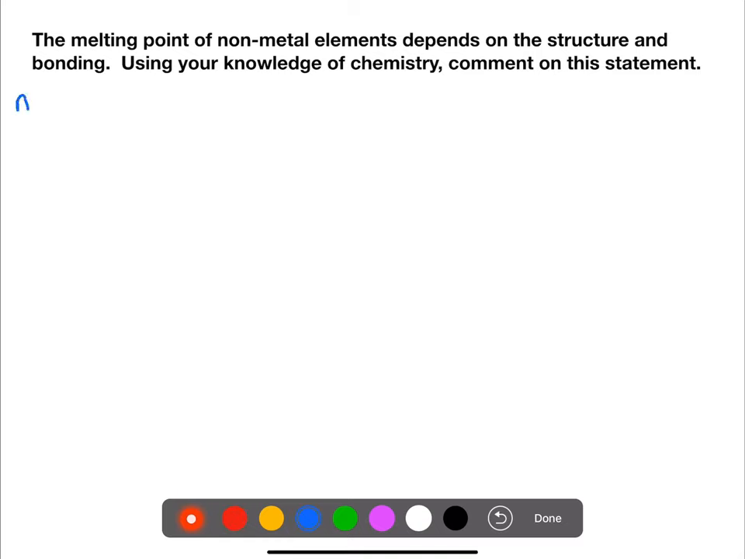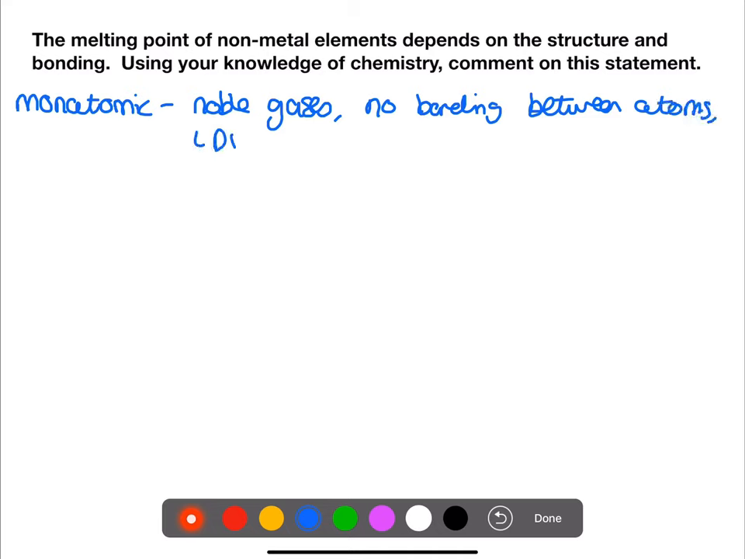So the first is monatomic. We have this for the noble gases. They have no bonding between their atoms, and they have London dispersion forces only. London dispersion forces are easy to overcome, and therefore you have a low melting point for the noble gases.